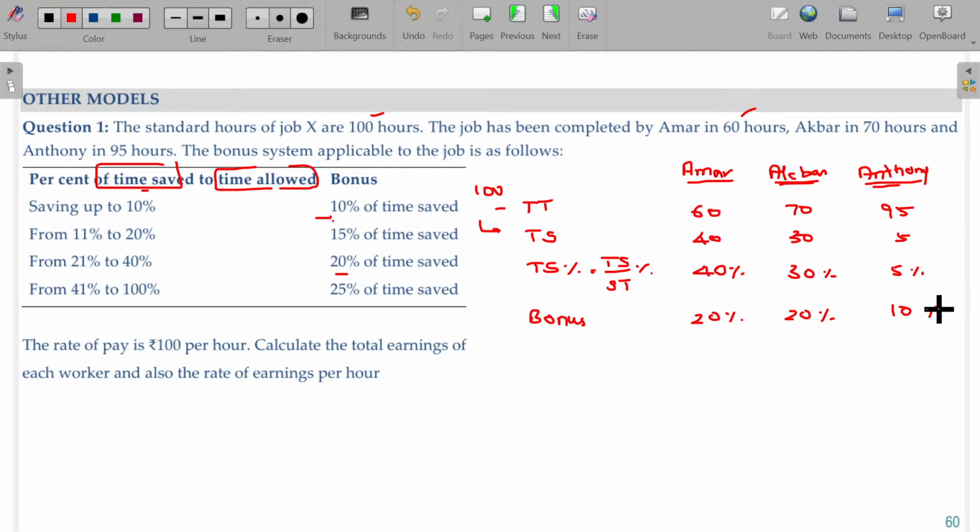Now, find out the salary first of all. Wages. Basic wages is nothing but time taken into hourly rate. Hourly rate being 100, so 60 into 100, 6,000. 7,000. 9,500.